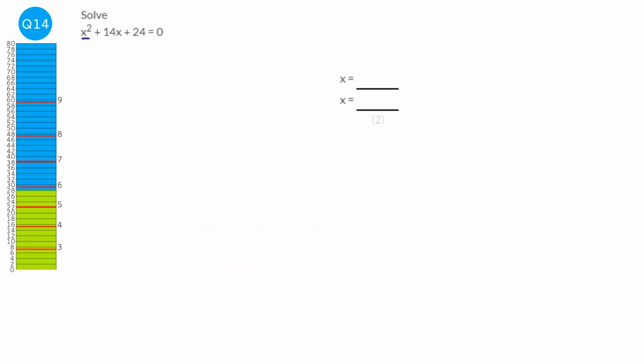So we've got to get the left-hand side factorised. So we put down 2 sets of brackets. And we're looking for 2 numbers that multiply together to make that 24 and add together to make the 14. And we're going to have an x at the start of each of those brackets. So 24 would be 12 and 2 would add together to make 14. So plus 12 plus 2.